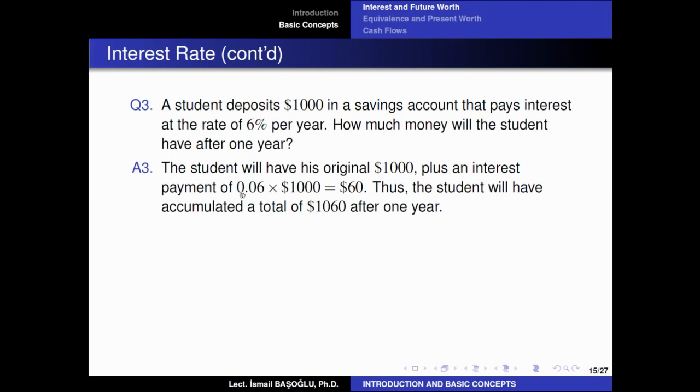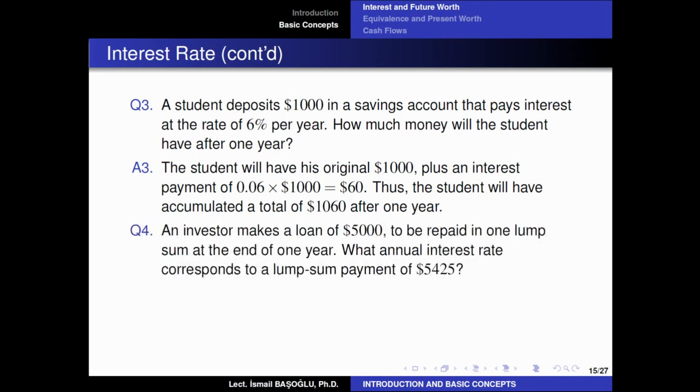So when you multiply this 0.06 with $1,000, you will be able to calculate the interest amount that the student is going to get. So for $1,000 at a 6% interest rate per year, we get $60 of interest in 1 year. So in this year, the student will have an accumulated amount of $1,000 plus $60 of interest, $1,060.